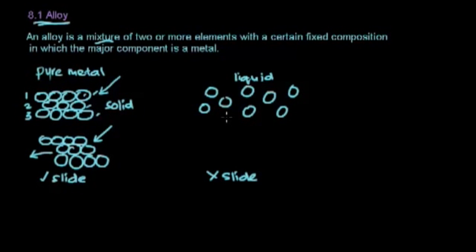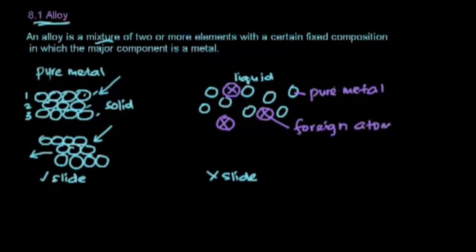Foreign atoms are actually other atoms, whether it's a metal or a non-metal, as long as their composition is different from the original metal. So I'm going to label the original metal as pure metal. And the one that we are adding in is known as foreign atoms. And the foreign atom can either be metal or a non-metal. Foreign atom and the pure metal have a different size. Okay, has a different size.